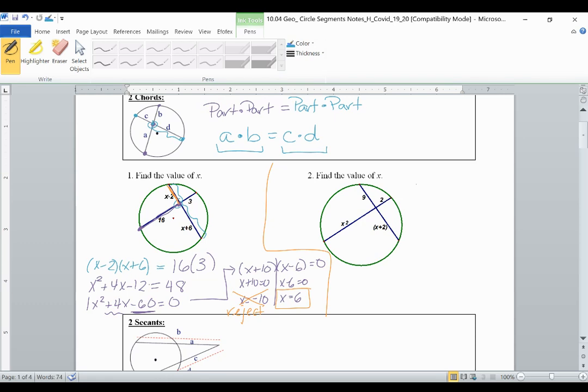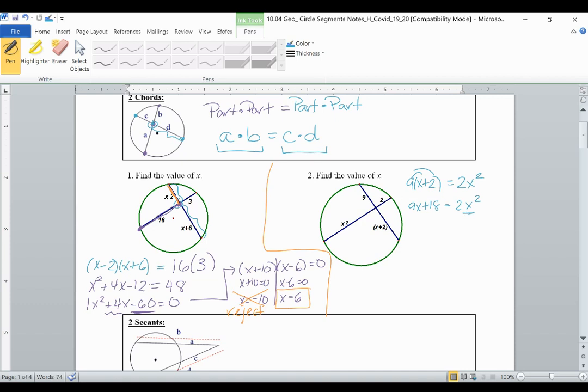Okay, so again, I have two chords intersecting, so I'm going to do 9 times the quantity x plus 2 equals 2 times x squared. It's a little hard to read there, but that's an x squared. All right, I'm going to distribute my 9, so 9x plus 18 equals 2x squared.